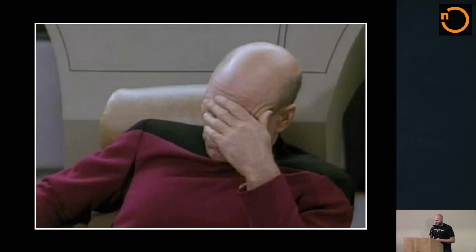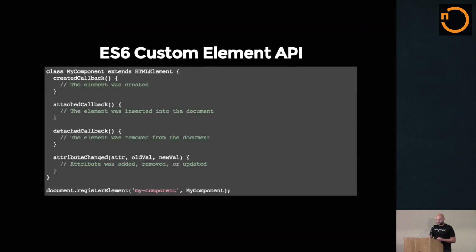But this API is a bit face-palmy. Thankfully, we have ES6 classes coming, and so now there's going to be a nice clean way of defining your custom element classes. You'll actually be able to extend the built-in HTML element class or any of the other subclasses of it, and you'll get a much simpler syntax for defining all these callbacks as well. So this will be great.